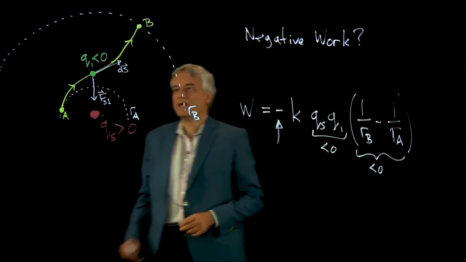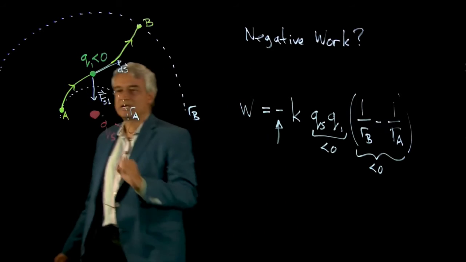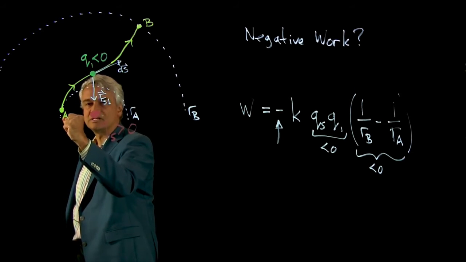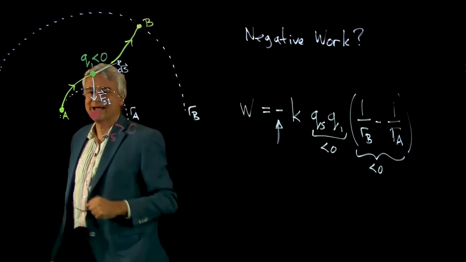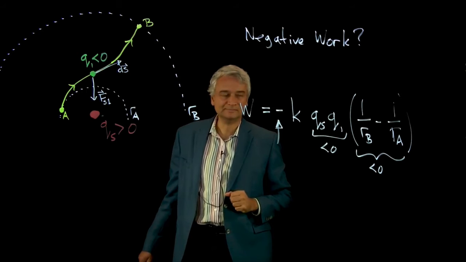And why does that minus sign make sense? Why does the overall minus sign make sense? It's because the external agent, me, I was doing positive work to push the charge against the electric force. And that means that the electric field was doing negative work.